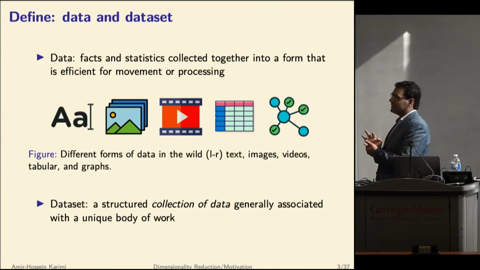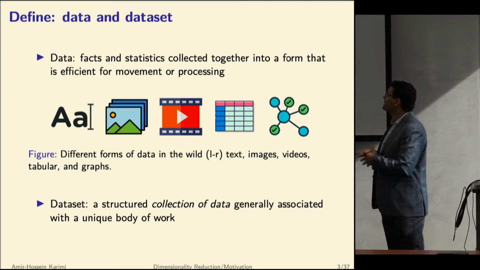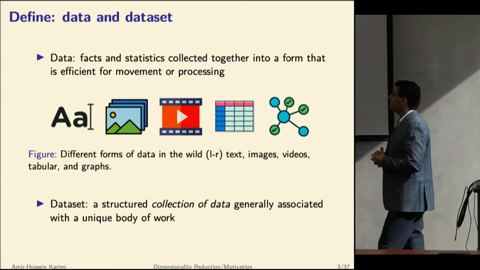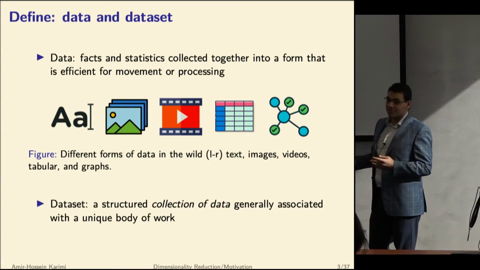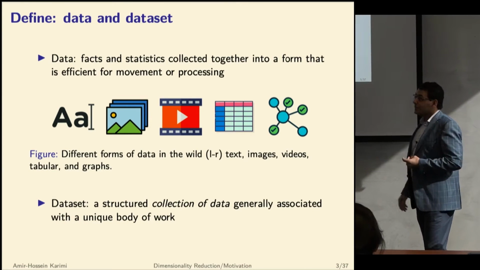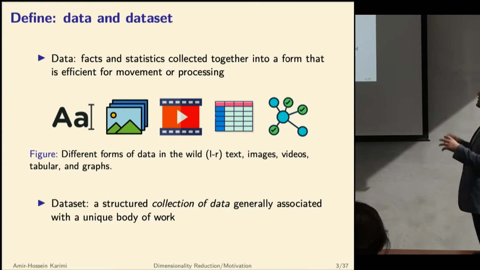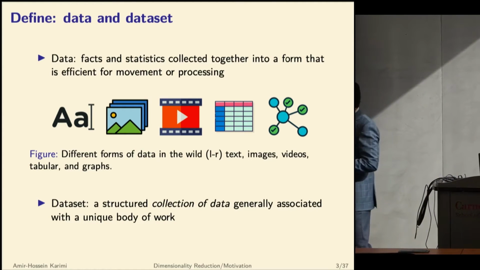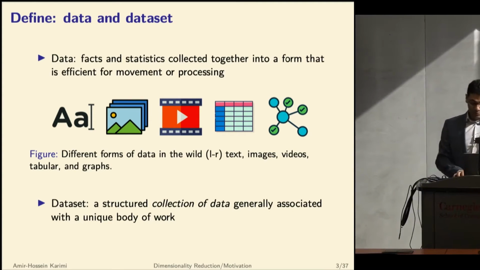Okay, let's get started. So what is data? Starting with the real basics here. Data, by definition, are facts and statistics collected together in a form that's efficient for movement or processing. Data comes in different forms, as can be captured in the wild. We can have text, we can have images, we can have collections of images back-to-back as video. We can represent data in a tabular format, or we can find them in graphs, and of course other types not shown here. If you have a structured collection of data, this gives you what is called a data set associated with a particular phenomena that you'd like to study.